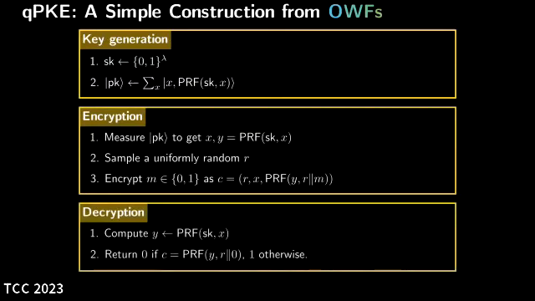And the decryption is quite straightforward. As I said, if you know the secret key SK, you can recompute Y from X, and then with Y you can decrypt. So the intuition for the security proof is that if you don't have the secret key SK, then basically you can make Y a uniformly random string. And if Y is a uniformly random string, then we can reduce the security of this scheme to the security of the underlying symmetric encryption.